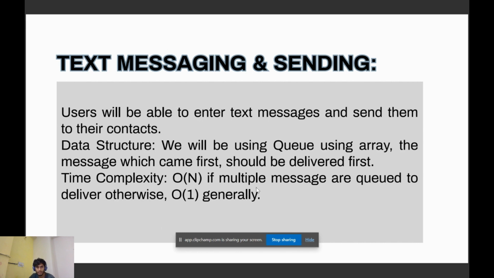So here, the data structure which I have used is queue using array. The message which comes first will be delivered first. The time complexity is big O of n. Big O of n: O is the order, and n is the number of elements in the array. Here, the time complexity depicts the time taken to run the code. And now let me explain clearly about the queue using array.